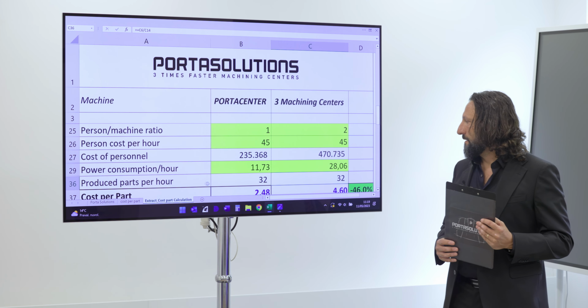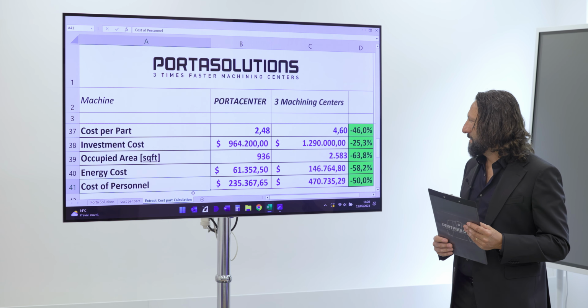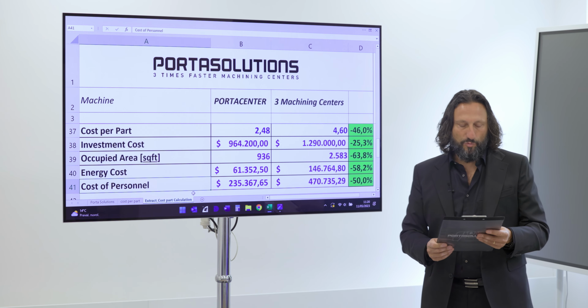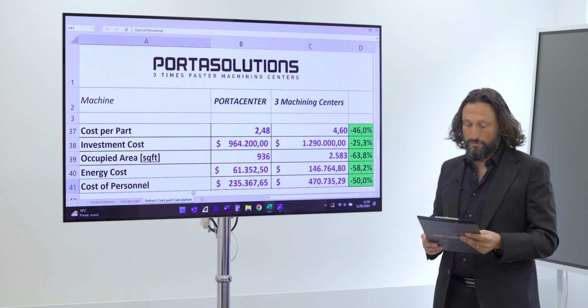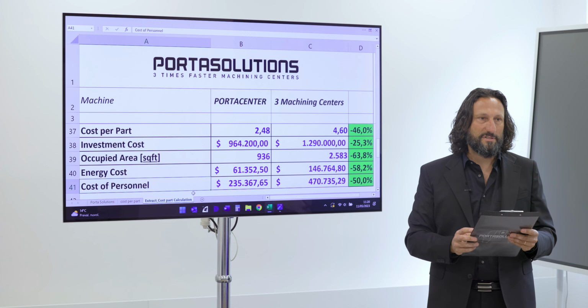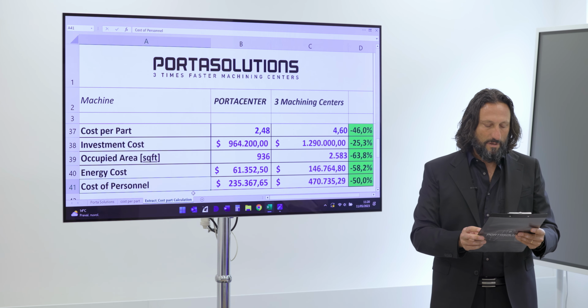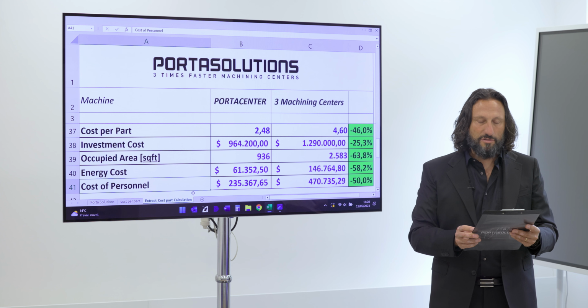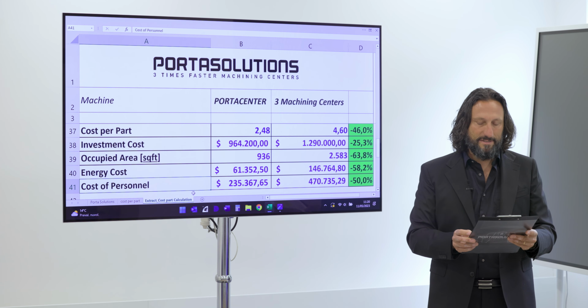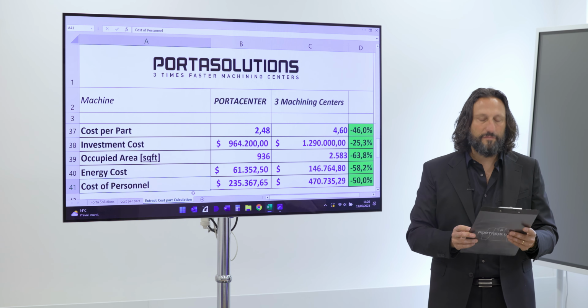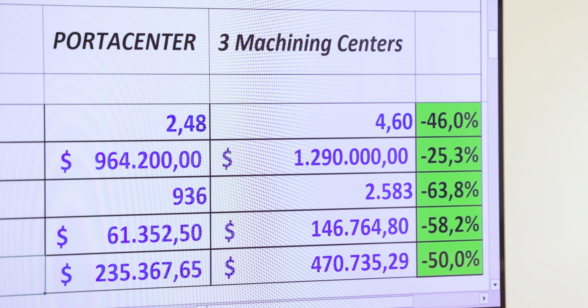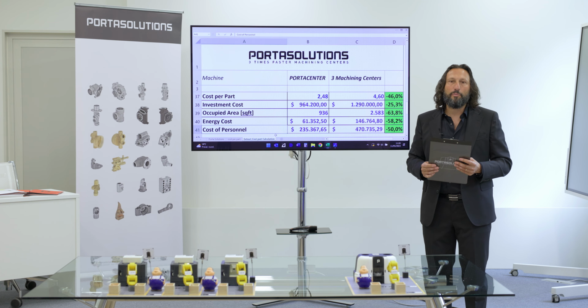So now if we go lower in the Excel file, we have the final result, these 5 data. First is of course the cost per part, minus 36%. Investment cost, minus 25.3%. The area, we need 63.8% less area. Energy cost, 58.2% less, and cost of personnel 50% less. As you can see, all these percentages are very important and help you to become more competitive thanks to the technological leap that the PORTACENTER is giving you.